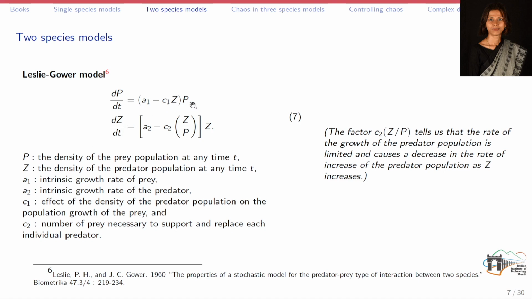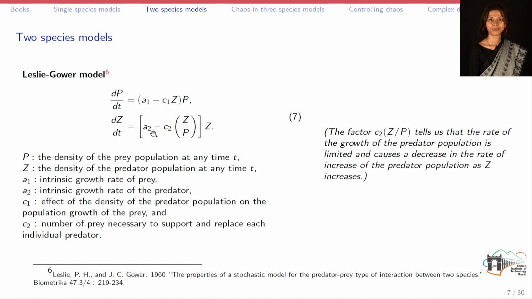Here A1 is the intrinsic growth rate of the prey, and C1 is the effect of the density of the predator population on the population growth of the prey. Again A1P shows the growth in the prey population due to natural birth or natural growth in the population. Then C1ZP, this term shows decline or decay in the prey population due to predation by the predator Z.